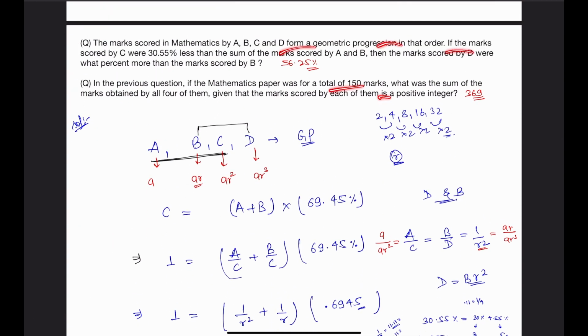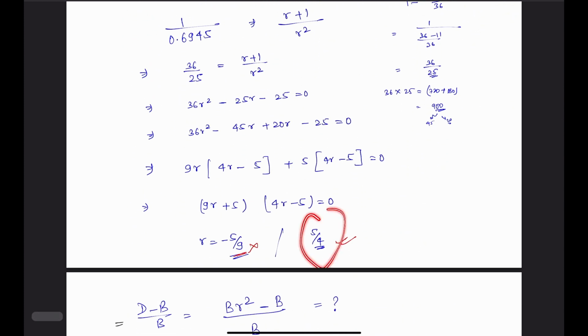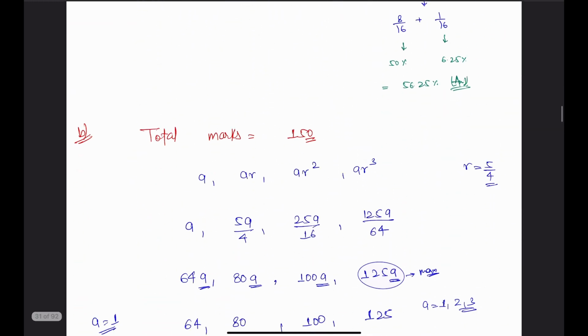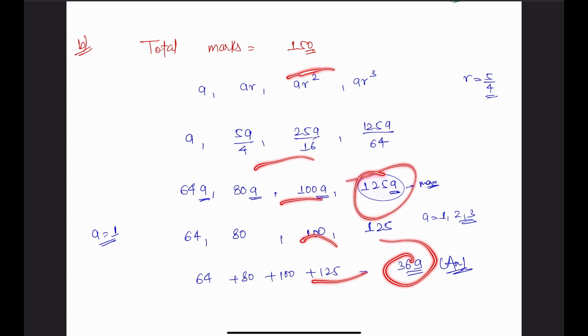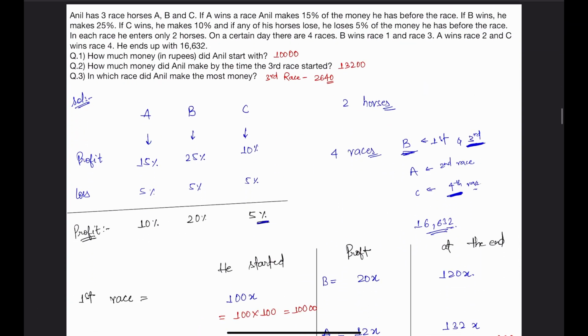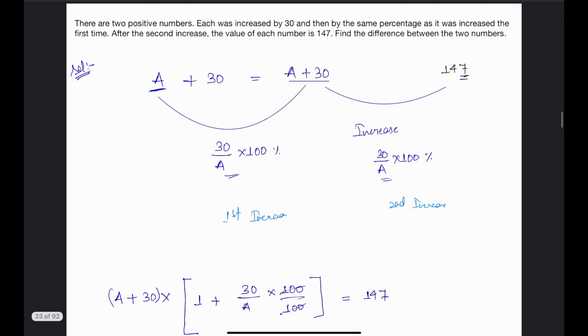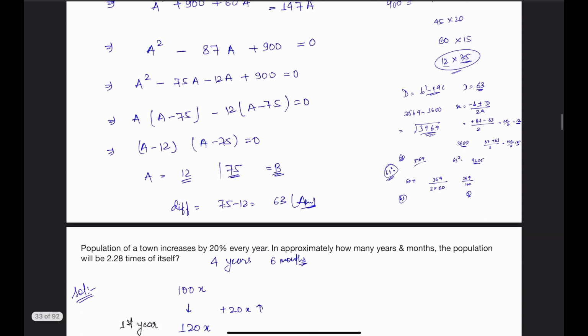A, B, C, D. Okay, in this question A by R we can use. We have to find out the value of R. That's how we can solve. Total marks 150. So yeah, we did solve this question, even though it was kind of hectic for us. ABC wins a maze, horse races, all those things which we have done. First race, second race. So yeah, in this question also we could have done. Positive number A is increasing by 30, and whatever the increased percentage, that increased percentage is here. We solved this question as well.